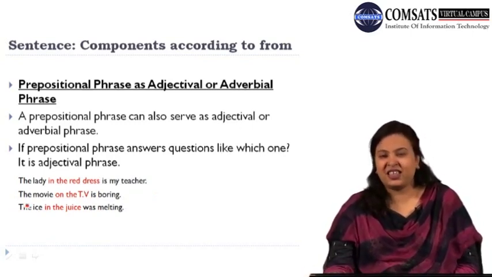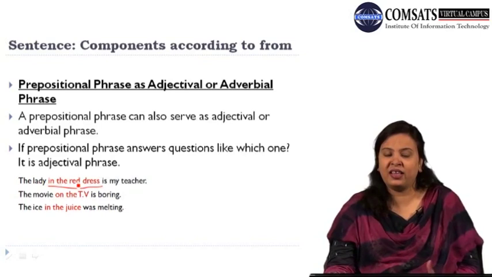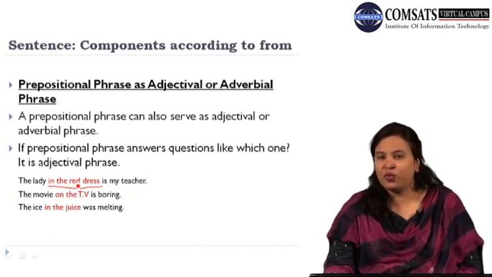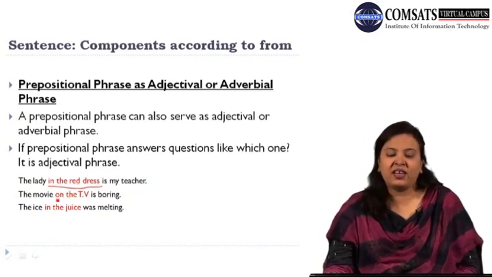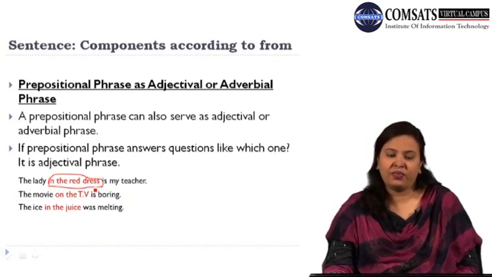Now look at this sentence. In the red dress is my prepositional phrase because in is a preposition. Now I will make a question, because my particular focus is on the red dress. What question can I make? Which lady is your teacher? Which one? If I am making a question with which one, then I can say that in the red dress is performing the function of an adjective.